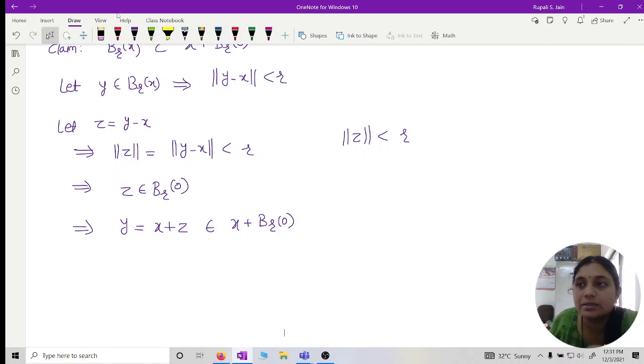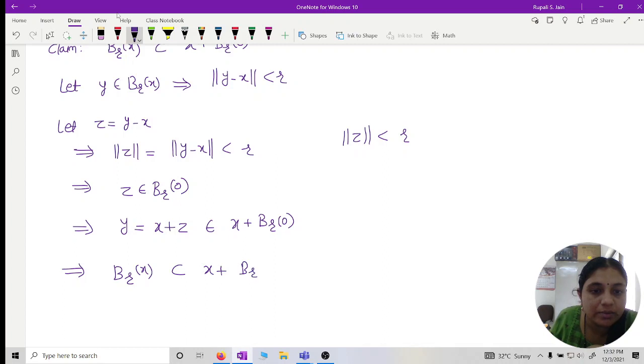Are you getting this? Yes, ma'am. So we have started with B_R(x), and B_R(x) is contained in x plus B_R(0). You can give number 1 to this.